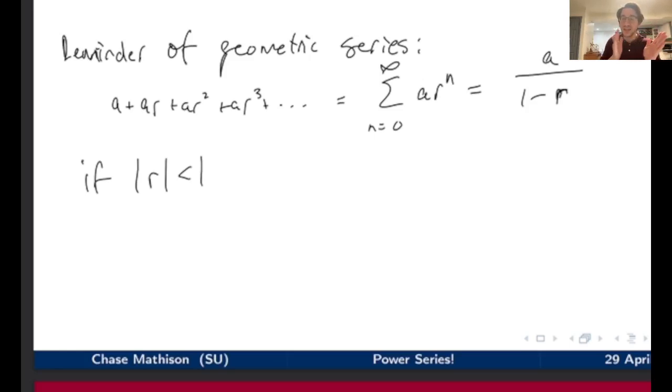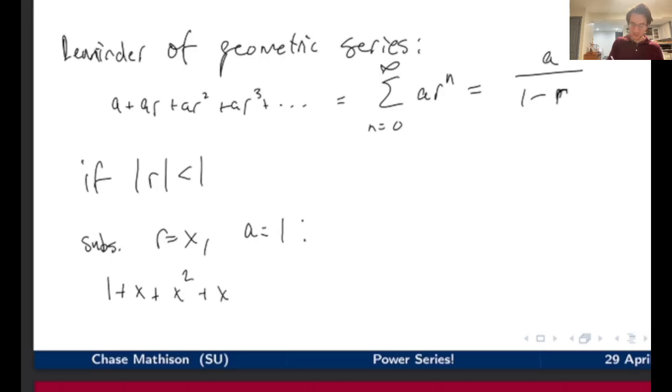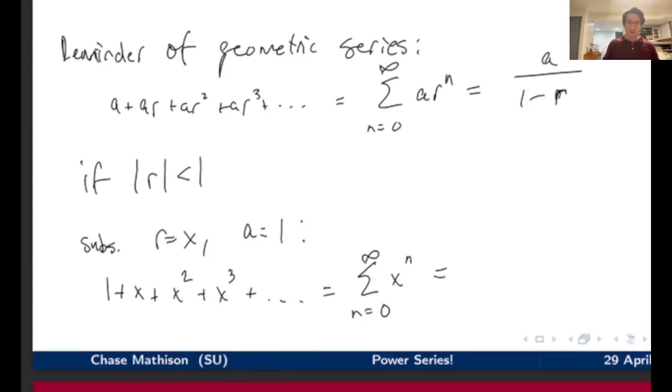But now just plug in, substitute r equals x, and also a equals 1 for now. I get 1 plus 1 times x plus 1 times x squared plus 1 times x cubed, and so on, which is the sum n equals 0 to infinity of x to the n. Sort of the most basic power series you could have. All I did was substitute a equals 1 and r equals x.